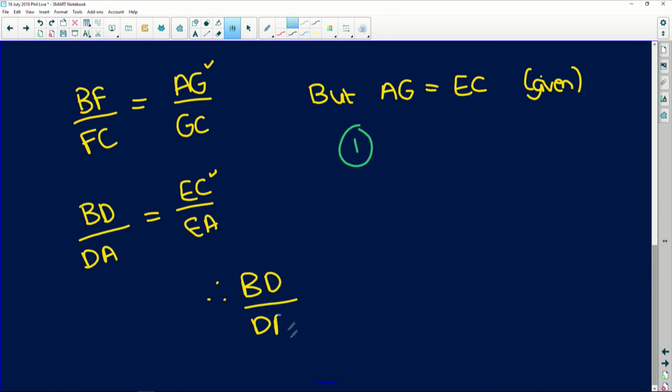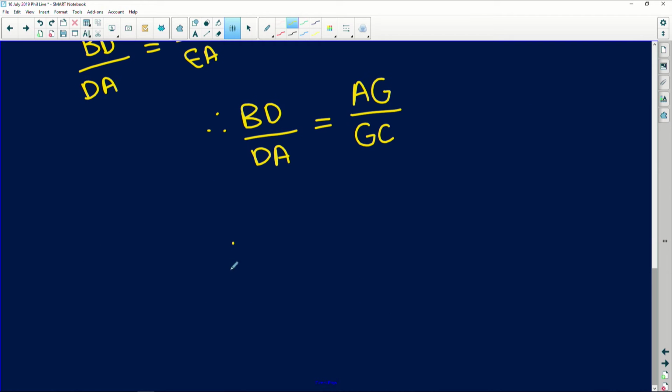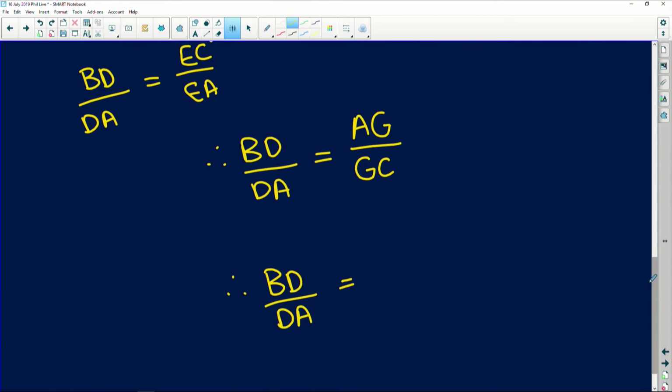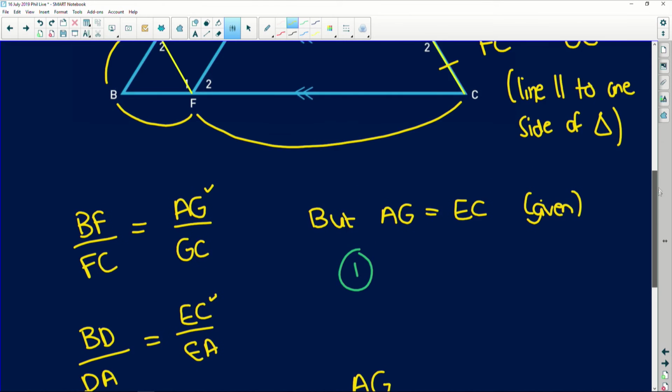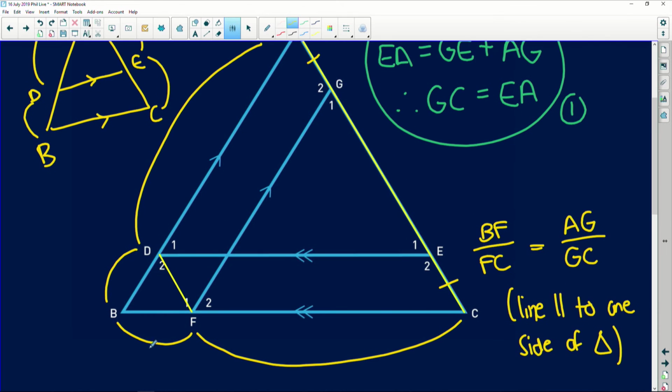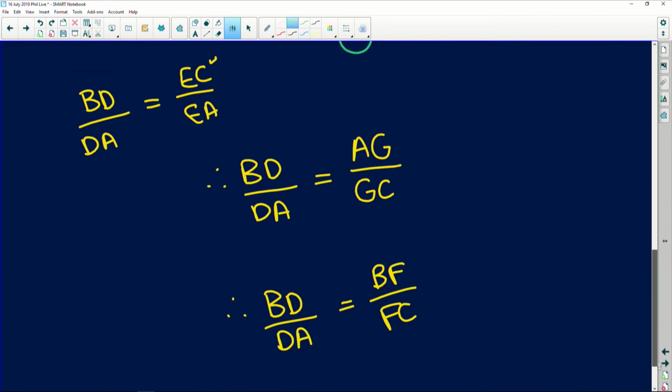Okay, and then you can carry on and say, therefore, whichever one you want to rewrite, I'm going to write the second one. BD over DA is equal to AG over GC. And therefore, BD over DA is equal to BF over FC. So basically, what we've proven here is that this ratio of these two sides, BF to FC, is equal to BD to DA, which means that these two lines must be parallel to each other.